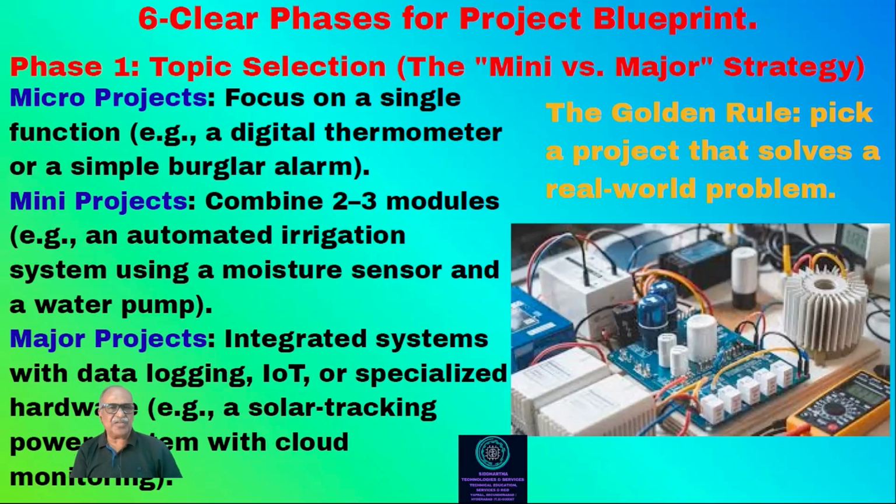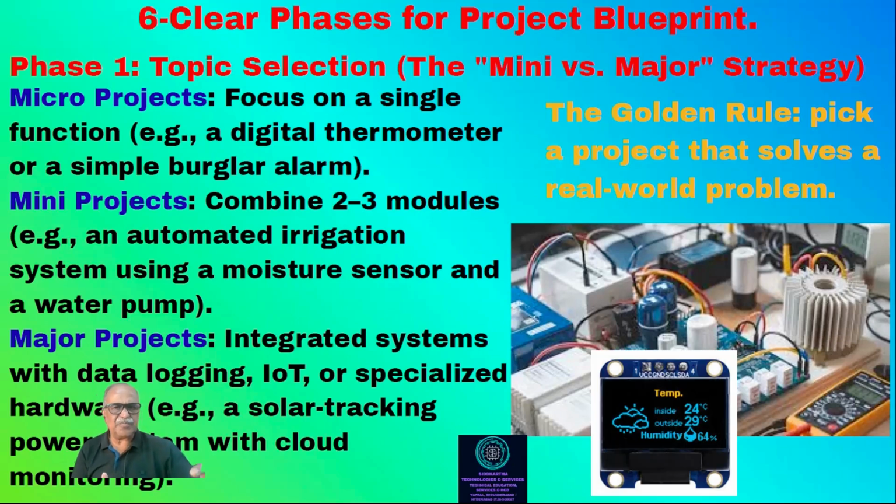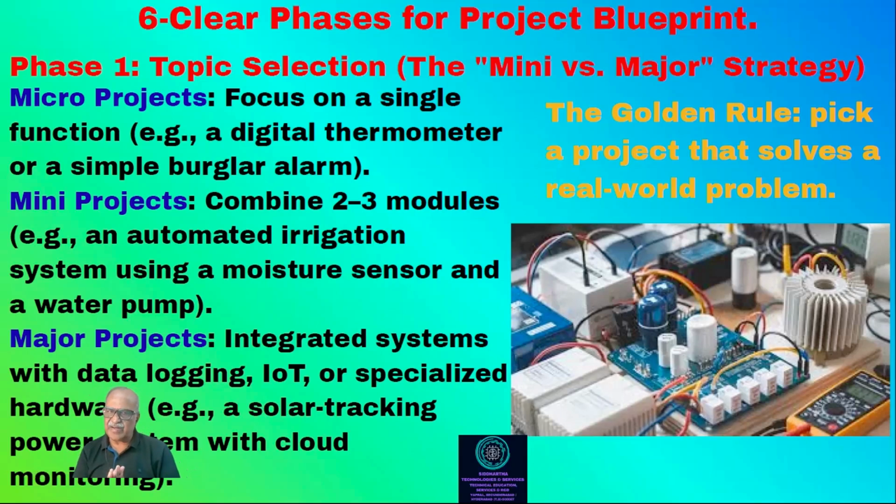Next comes the mini project, which is for your third year. It combines mainly 2-3 modules, right? That means 2-3 topics. You have to combine them together. Like something should be displayed on the display, as well as my motor should move, right? So there are 2 things here. Okay, so you have to combine it in such a way.